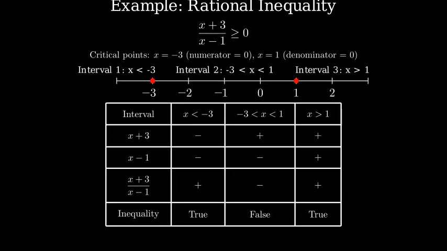For x less than -3, both the numerator and denominator are negative, giving a positive result. For x between -3 and 1, the numerator is positive, but the denominator is negative, giving a negative result. For x greater than 1, both are positive, giving a positive result. Therefore, the solution is x is less than or equal to -3, or x is greater than 1. Note that x equals 1 is excluded from the domain.